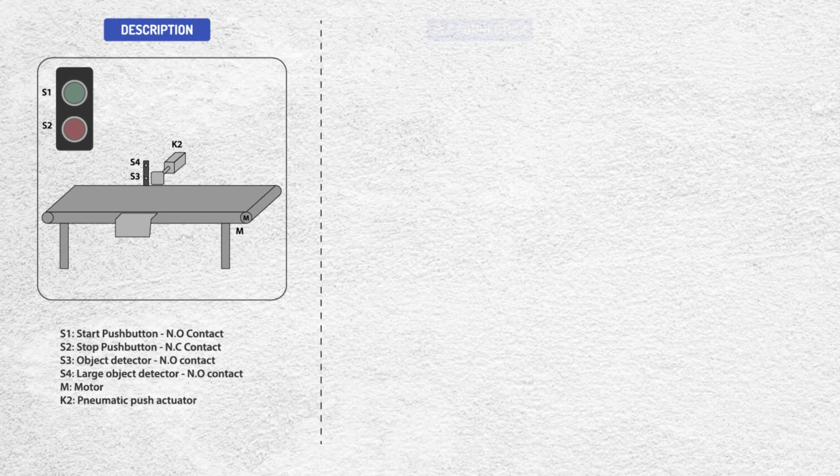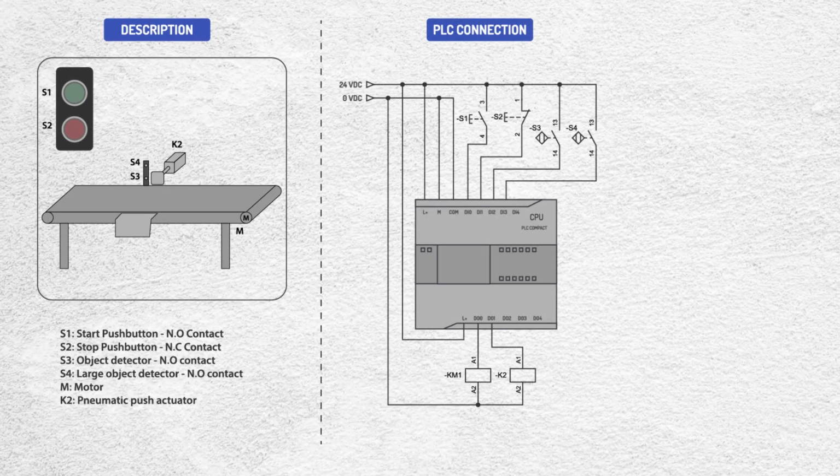In the electrical diagram, the connections of the push buttons and sensors to the PLC are shown, as well as the outputs that activate the conveyor motor and the push cylinder.